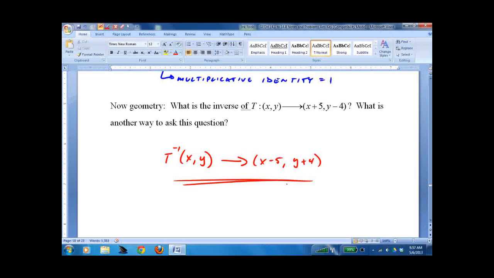Another way to ask it is, how do we get back to where we started? Or at least that's how I keep it straight.